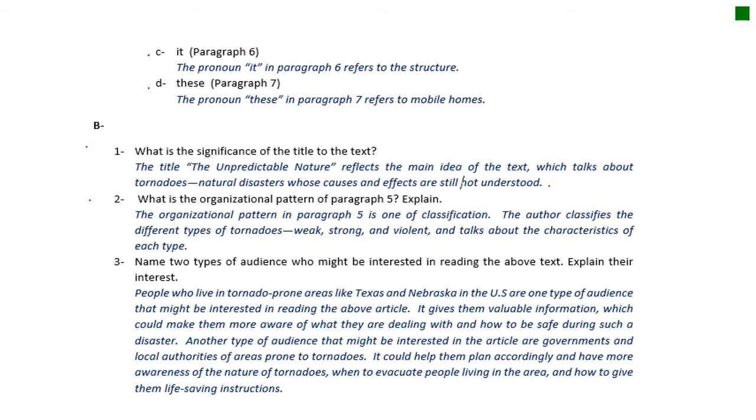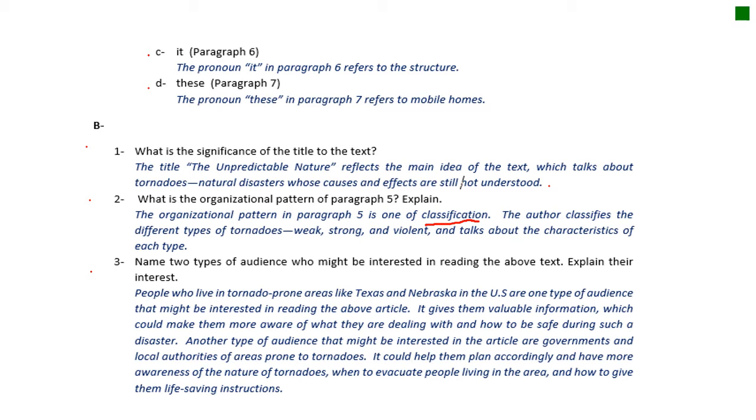2. What is the organizational pattern of paragraph 4? We talked about it already. In paragraph 5, they were classifying the types of tornadoes, okay, listing them and classifying them. So the organizational pattern in paragraph 5 is one of classification. The author classifies the different types of tornadoes, weak, strong, and violent, and talks about the characteristics of each type.